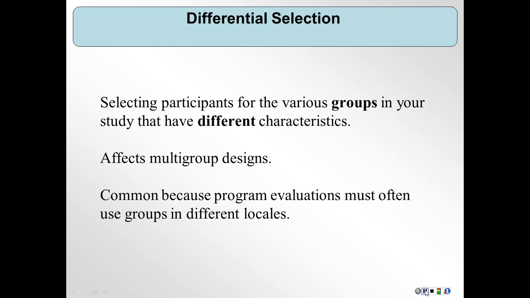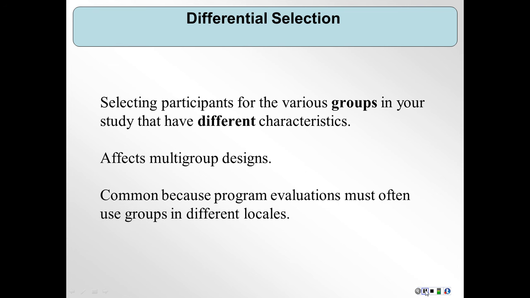The sixth threat to internal validity is called differential selection. Differential selection, unlike all the previous threats we've discussed, only applies to multi-group designs. It refers to selecting participants for the various groups in your study that have different characteristics. Remember, we want our groups to be the same on all variables except the treatment variable. The treatment variable is the only variable that we want to be systematically different for the groups.